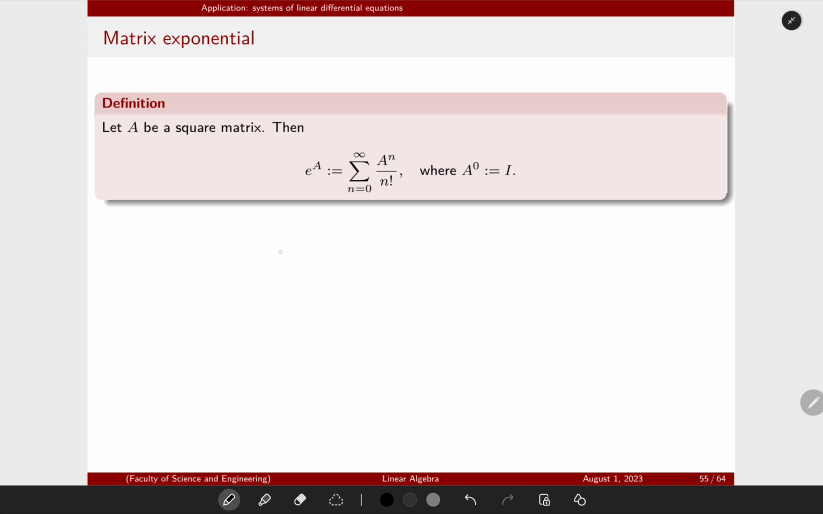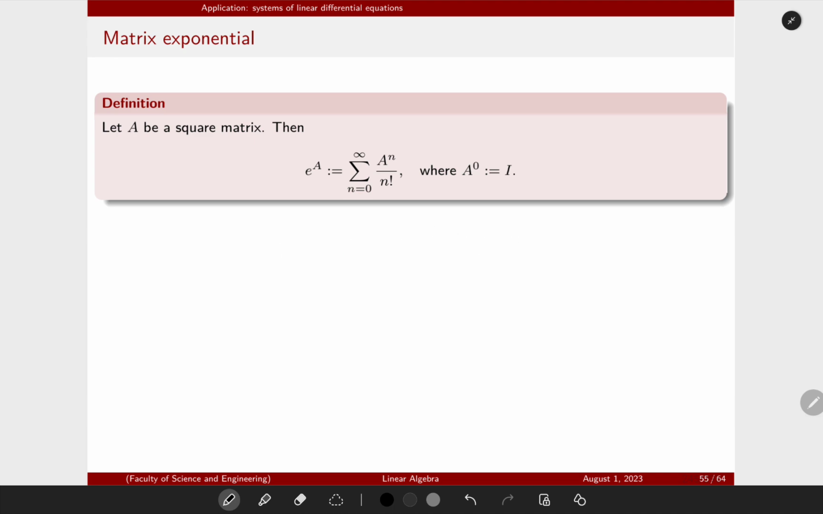So how would this look? If you write this out, we get e to the A is: the first term has 0 factorial, which is 1, so we just ignore that. We have A to the 0, which is I by definition. Then we have A to the 1 over 1 factorial, so that is just A. Then we have A squared over 2. It looks a bit weird to put a matrix in a fraction, so we can just write a half times A squared. And then we get 1 over 3 factorial, A cubed, and so on up until infinity.